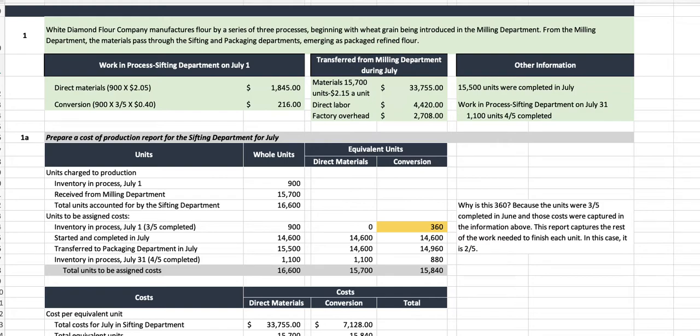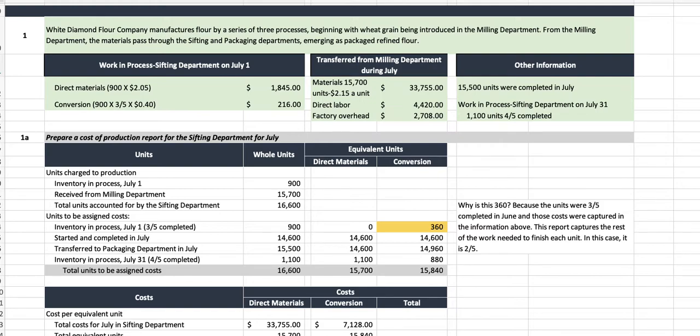Today we'll talk about 5 things: preparing a cost of production report, journalizing process costs, determining the changes in cost per equivalent unit, identifying those common causes for changes in the cost per equivalent unit, and finally we're going to evaluate how changes in inventory management assumptions impacts the cost of production report. So let's go ahead and get started.